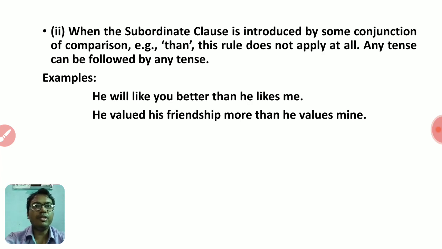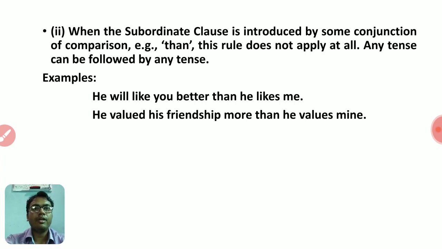When the subordinate clause is introduced by some conjunction of comparison, for example "than", this rule does not apply at all. "Than" can be followed by any tense. Now in a subordinate clause, if you are getting "than", you can apply any tense. Let's see some examples. He will like you better than he likes me. Here in the subordinate clause we are getting "than". Since we are getting "than", rule number 2 will not be applied here.